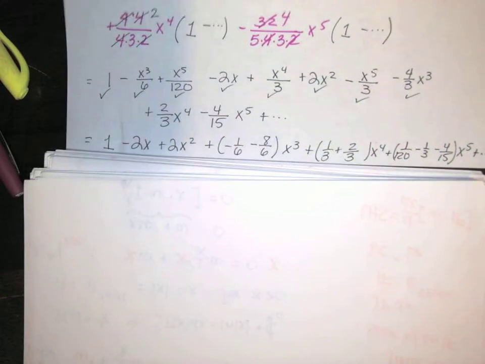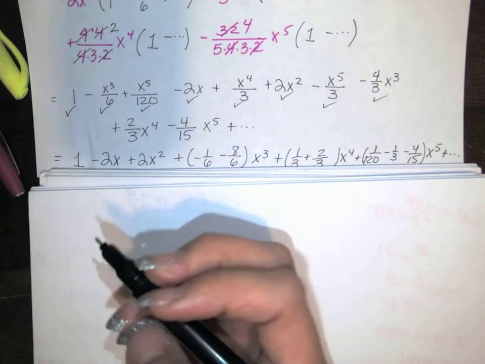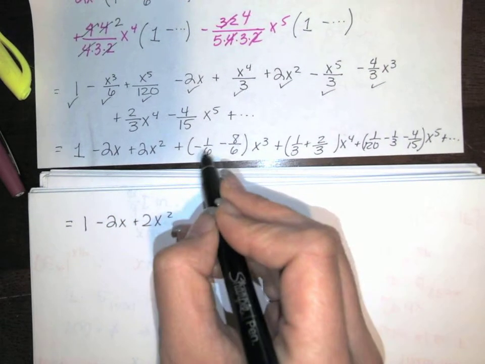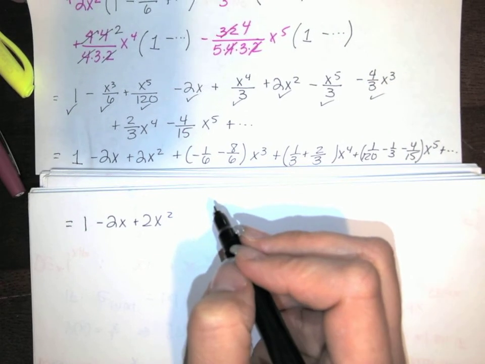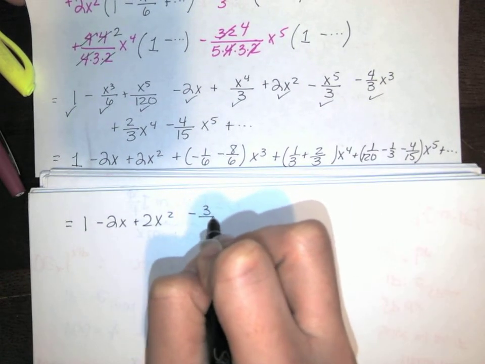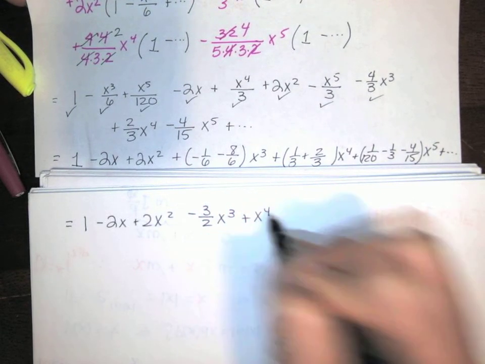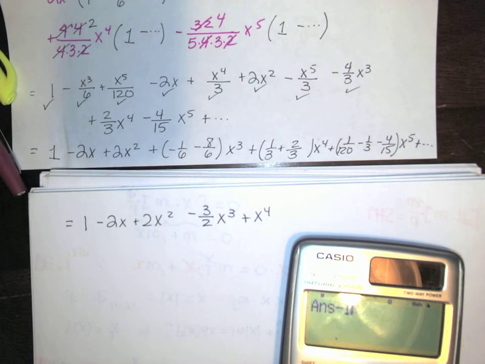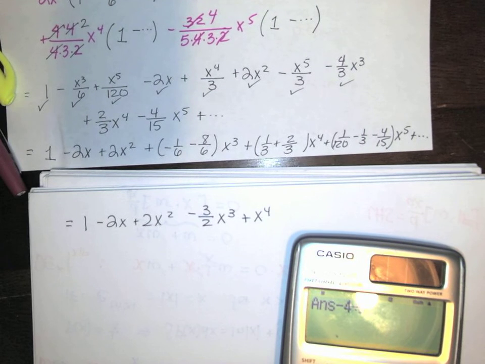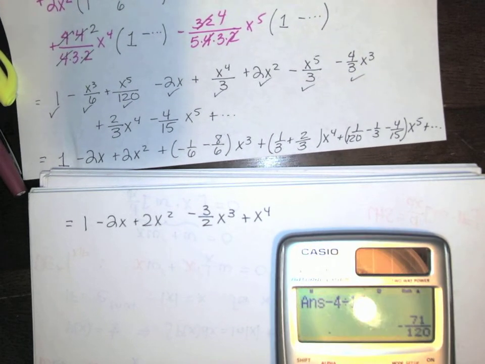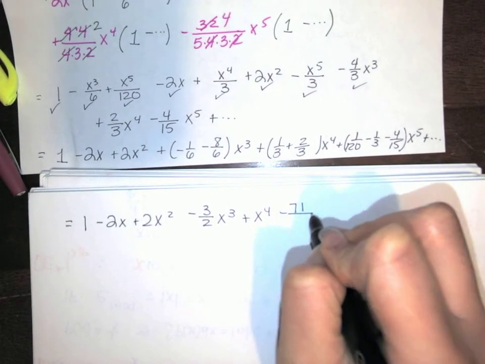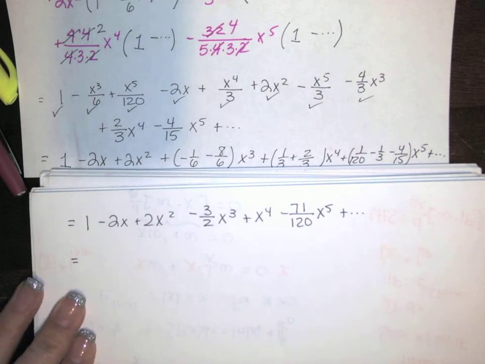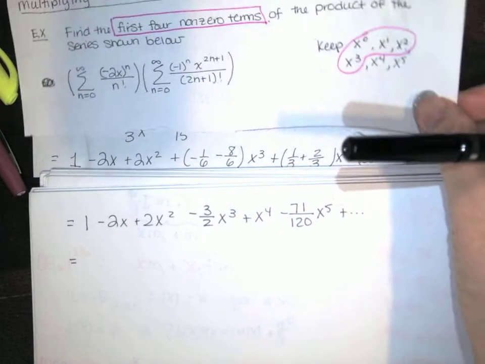So let's go to the next page and simplify. So we've got 1 minus 2x plus 2x squared. That's minus 9 over 6. So it's negative 3 times 3 over 3 times 2. So it's going to be negative 3 over 2 times x cubed plus x to the 4th. And then that arithmetic is not something I'm going to try to do in my head. We'll just do 1 over 120 minus 1/3 on the calculator, minus 4 over 15, hoping they give us an exact answer. It's always nice. We get negative 71 over 120 x to the 5th. And this is the first 5 non-zero terms of this product.